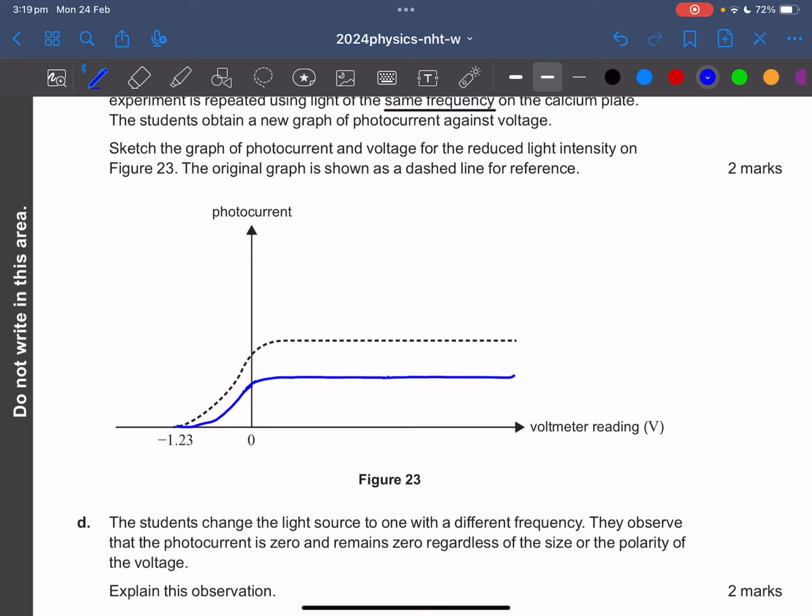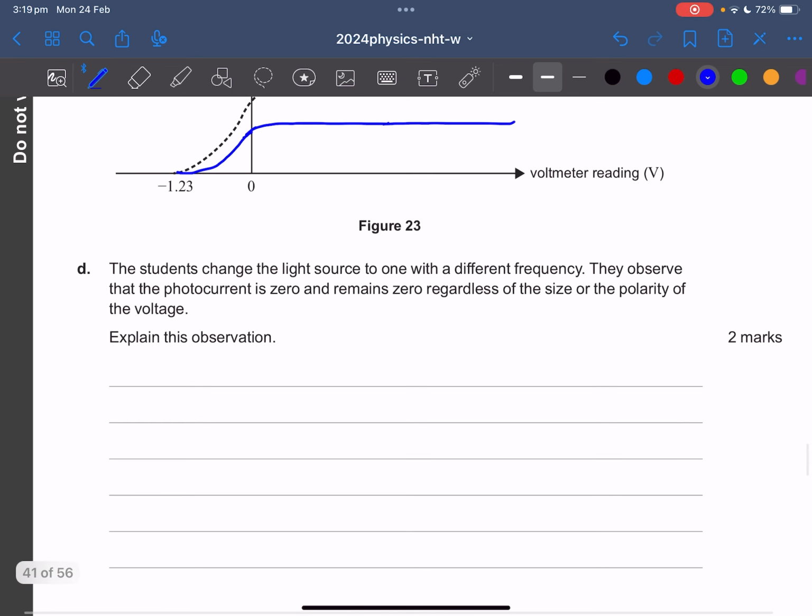Okay, all right. The students change the light source to one with a different frequency. They observe that the photocurrent is zero and remains zero regardless of the size or the polarity of the voltage. Explain this observation. Okay, so in that case, the new frequency that they're using must be below the threshold frequency, right? Which means that there is not enough energy for the incident photons to overcome the work function. So therefore, the photocurrent is zero regardless of the size or the polarity.